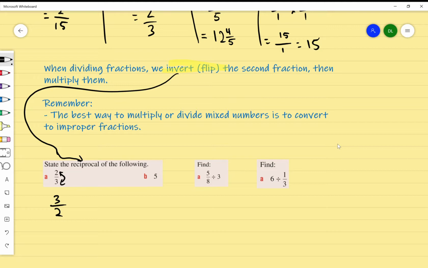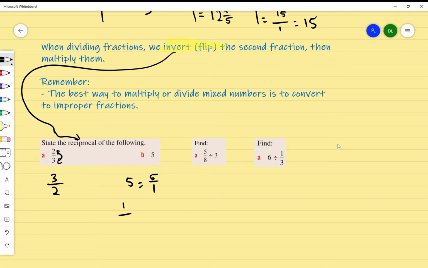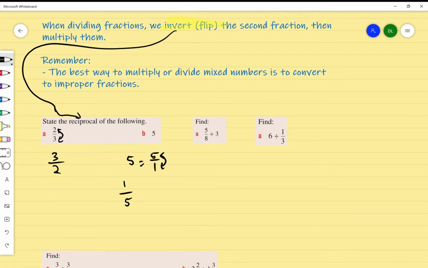Over this one over here, I know that 5 is the same as 5 over 1, right? So what I'm going to do is I'm going to flip it, so the reciprocal would be 1 over 5. Yeah? Does that make sense? Great. I didn't hear your response, but hopefully that was a yes.